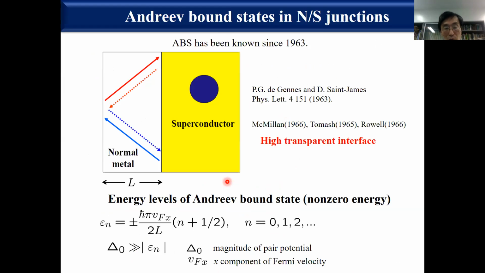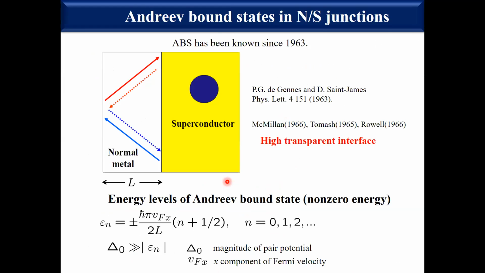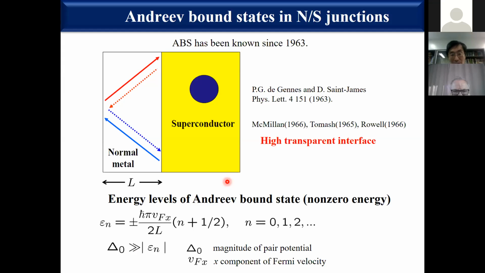Okay, so then let's go to the explanation about the so-called Andreev bound state. The Andreev bound state has been known since 1963. So de Gennes and Saint-James did very important seminal works. And after that, McMillan, Thomas, and Rowell contributed so much to understanding this very important phenomenon. If we consider a normal metal attached to a superconductor, the energy levels of the Andreev bound state are generated within the energy gap region because it is metallic. But the energy level is given by this quantized value when epsilon n is much, much smaller than delta.